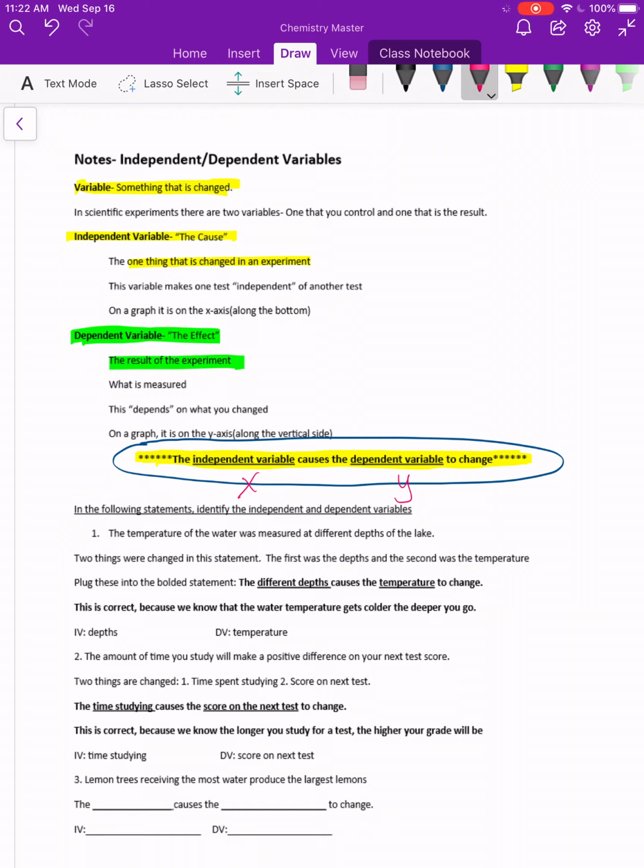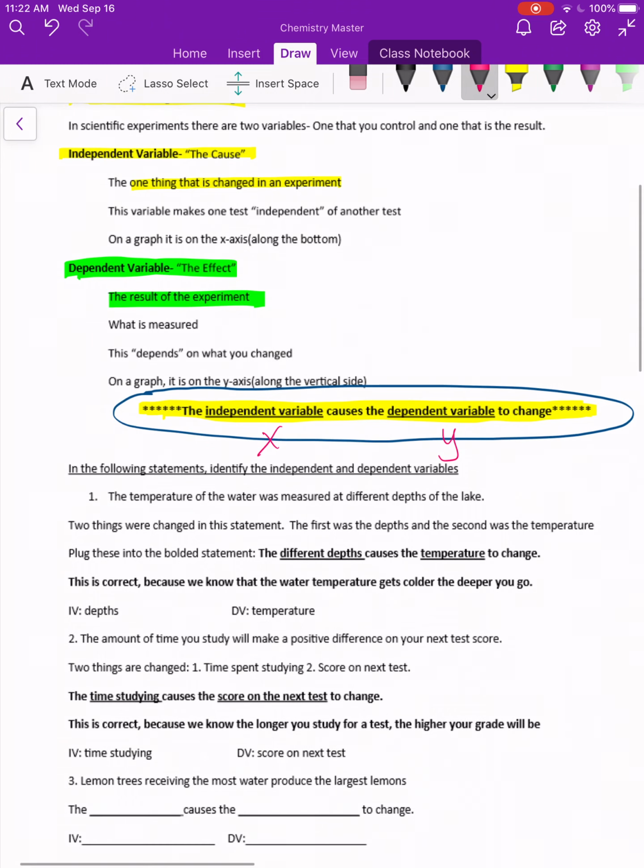For example, if we're looking at this example down here, it says the temperature of the water was measured at different depths of the lake. So there are two things that are changing: the depth of the lake, and the temperature of the water. So the question is, did the temperature of the water cause the depth of the lake to change? That doesn't really make any sense. Or did the depth of the lake cause the temperature of the water to change? And that makes more sense.